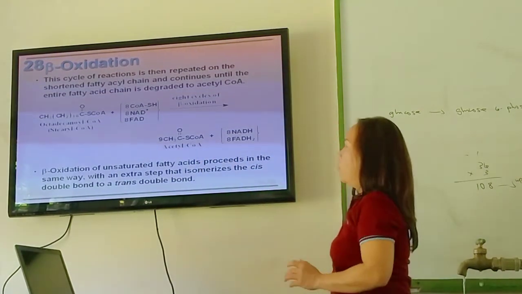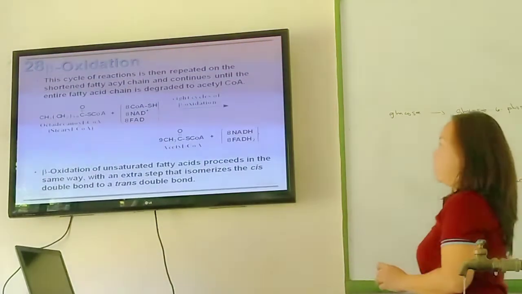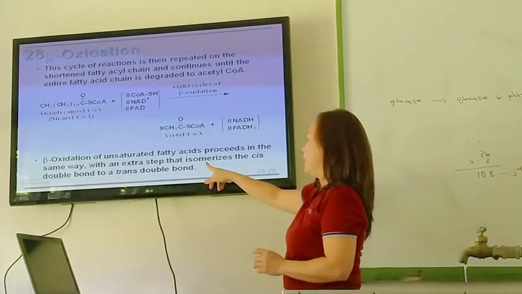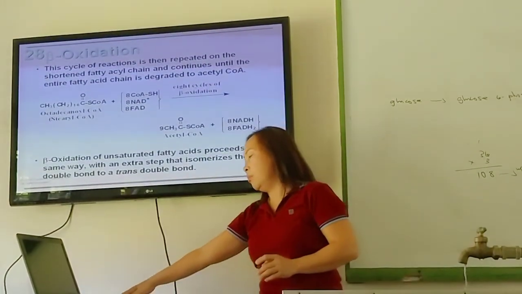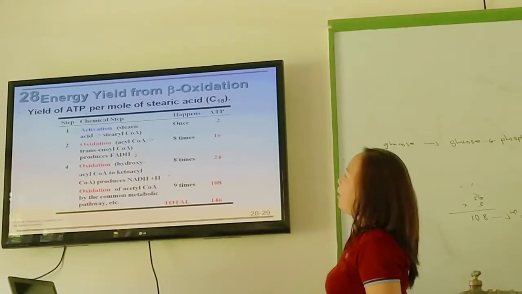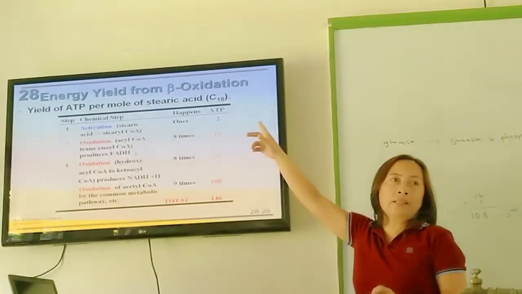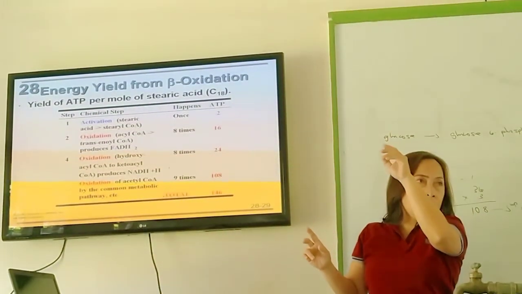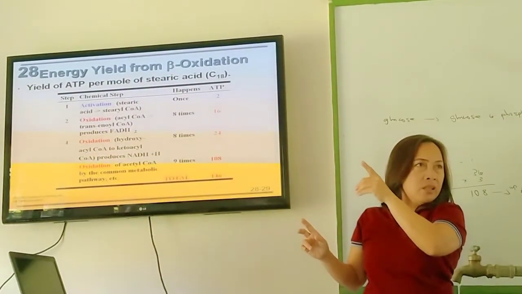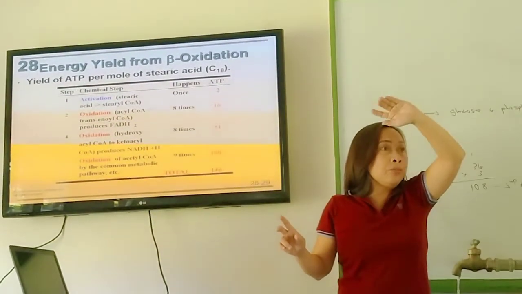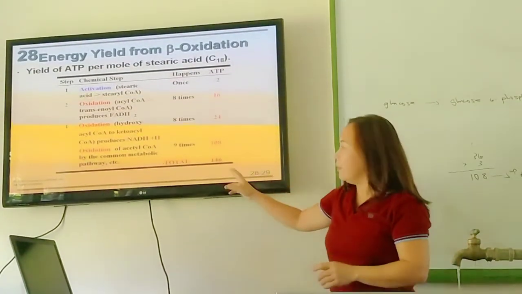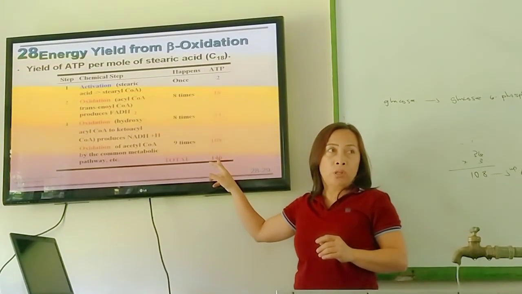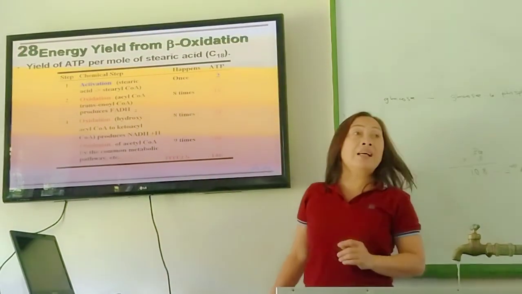The oxidation of unsaturated fatty acids proceeds in the same way, with an extra step that isomerizes the cis double bond to a trans double bond. For stearic acid, which contains 18 carbon atoms, an 18-carbon chain, it goes through the cycle repeatedly. Now, it can give you 146 ATP molecules per stearic acid molecule.